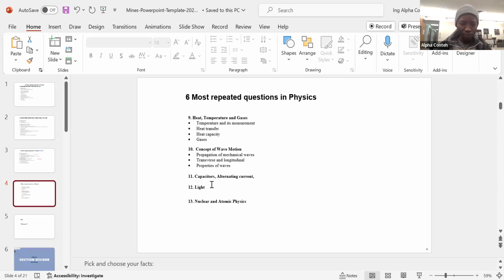And the next topic is light. There are many subtopics on light, such as sources of light and dispersion. There are various topics you should be able to underline or take into consideration under light. And the last topic for this session would be nuclear physics and atomic physics. So if these areas are considered, be assured of having a very good grade in physics. Don't forget, take note of this.